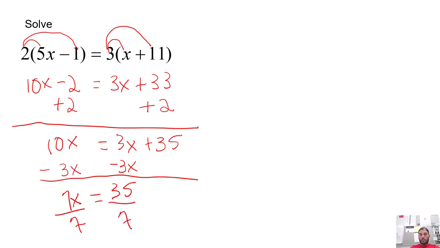7x divided by 7 is equal to just plain old x. And then 35 divided by 7 is equal to 5. My variable is completely isolated and it's equal to a number. There's only one number I could plug into this statement that'll spit out a true statement, and it's x equals 5.